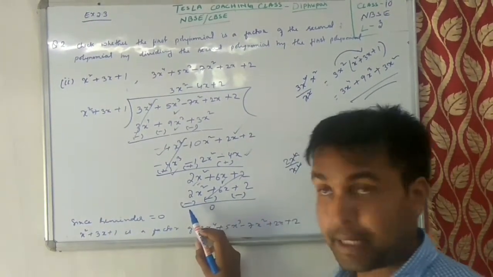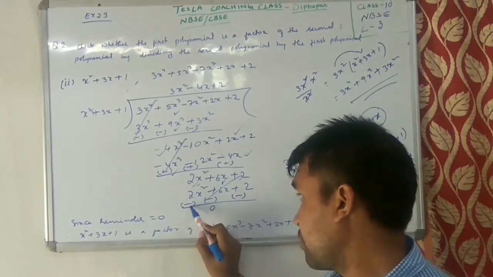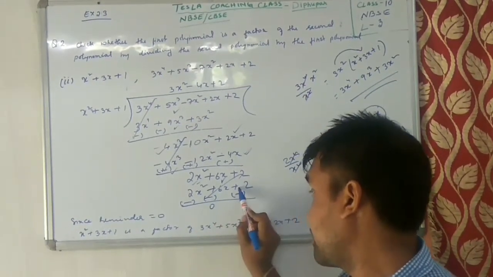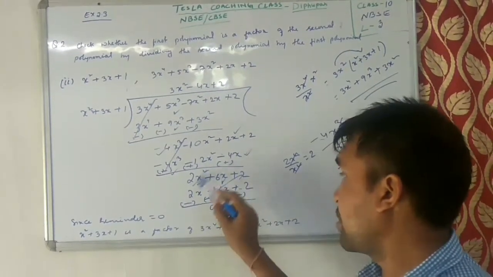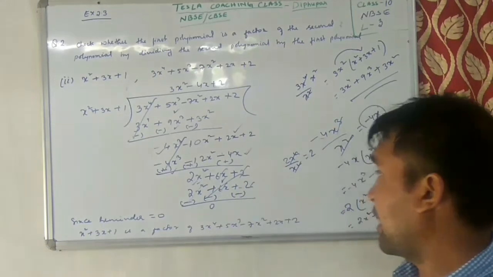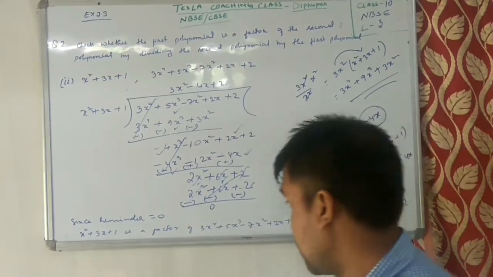Now we are changing the sign. This is plus, so it will change into minus, plus, minus, and this is plus again, then it will be changed into minus. As you can see, it is exactly the same. This one cancelled, this cancelled, this cancelled. So everything we got here cancelled.